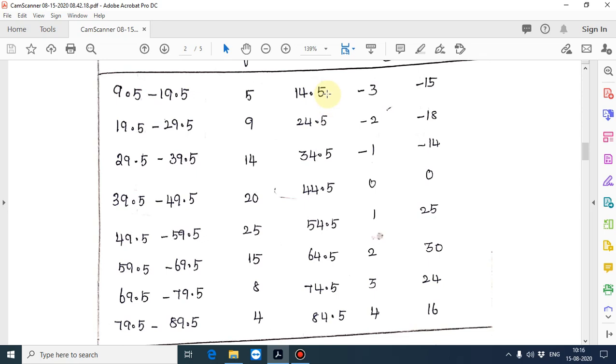How will you find the x value? I said before: 9.5 plus 19.5 divided by 2. You put this and you will get 14.5, 24.5, 34.5, 44.5, 54.5, like that you will get these values. Now, how many values are there? 1, 2, 3, 4, 5, 6, 7, 8. Again you are getting an even number. So how will you calculate the assumed mean here? See, 1, 2, 3, then 4, 5.